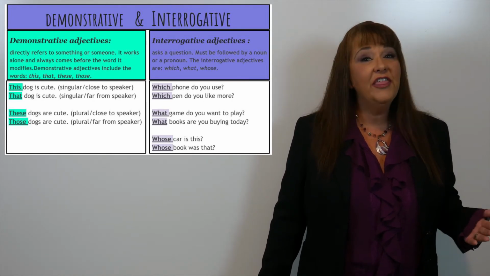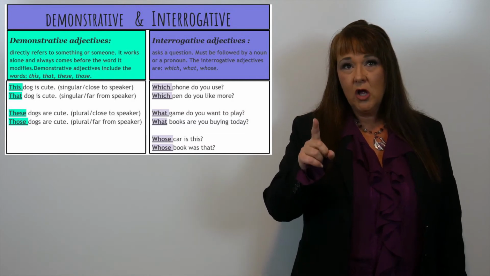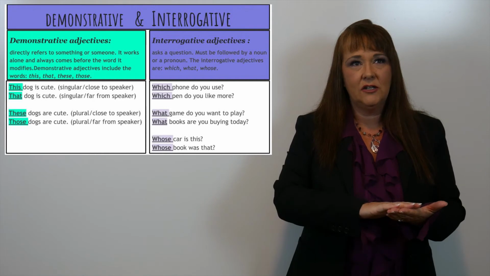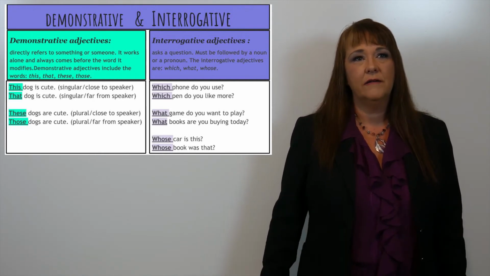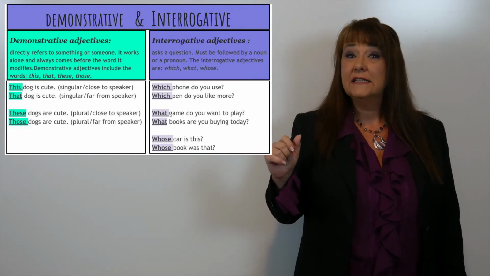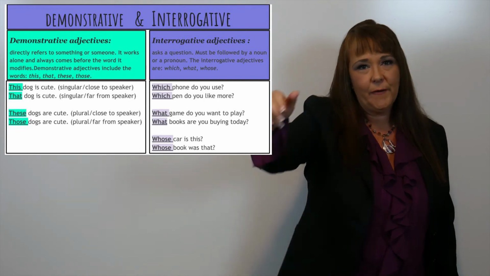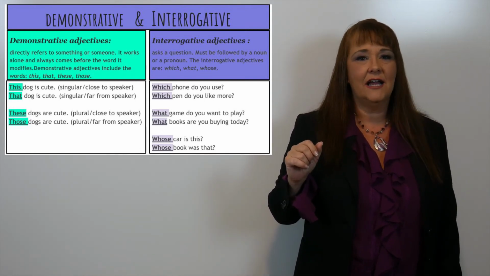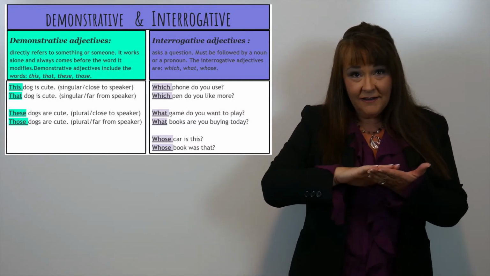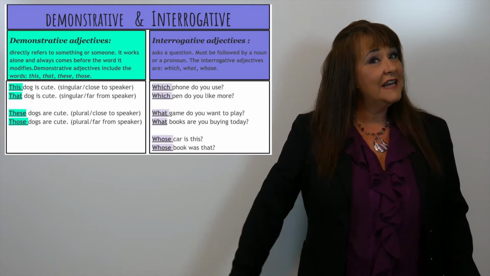We have this dog is cute. One dog, close to the speaker. This, I can almost touch. This dog. That dog. Still singular, one dog, but further from the speaker. I can't touch. That dog. This dog, that dog. Now let's look at the next two.